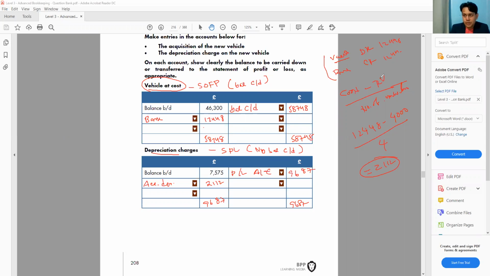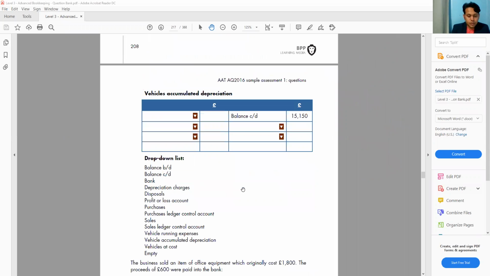All right, so let's move to the next one. The next one we have is accumulated depreciation. Accumulated depreciation is always credit. So on the credit side, I'm going to write the depreciation charge, and that will be 2,112. How much will be the total if we add these two? You already have the depreciation of 15,150, and this year it will be added by 2,112. So 15,150 plus 2,112 gives us 17,262.